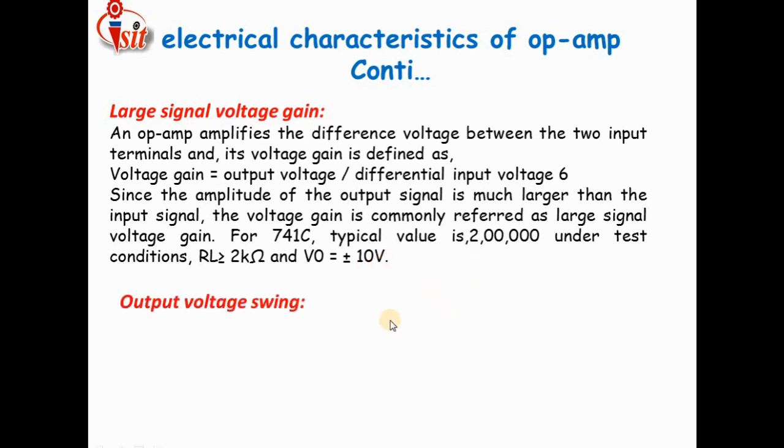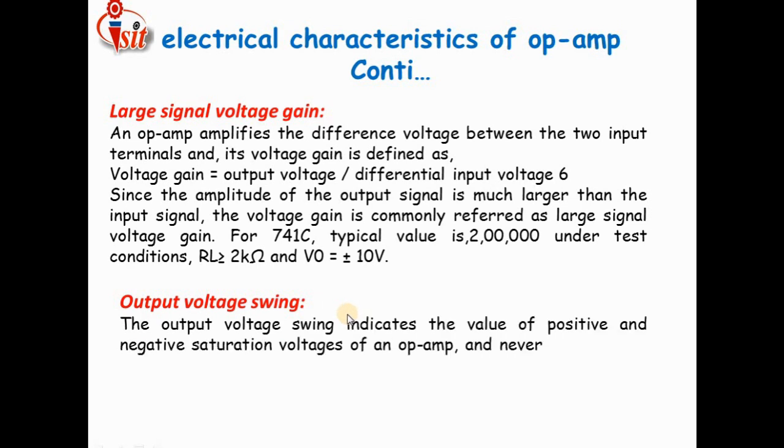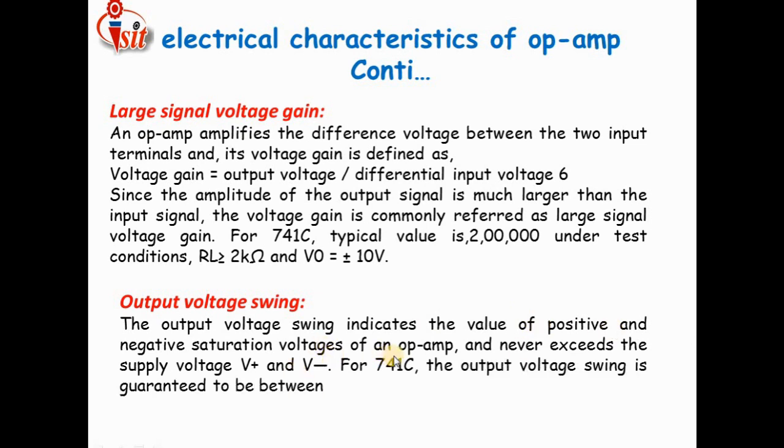Then output voltage swing. The output voltage swing indicates the values of the positive and negative saturation voltages of an op-amp, and they never exceed the supply voltage. There is a positive voltage supply as well as a negative voltage supply for 741C. The output voltage swing is guaranteed to be between plus 13 volt and minus 13 volt for RL greater than or equal to 2 kilo ohm.